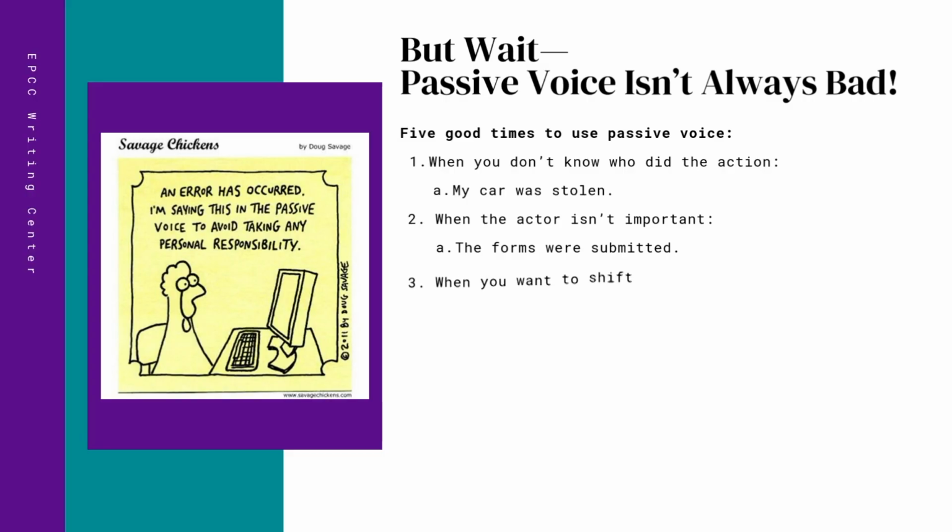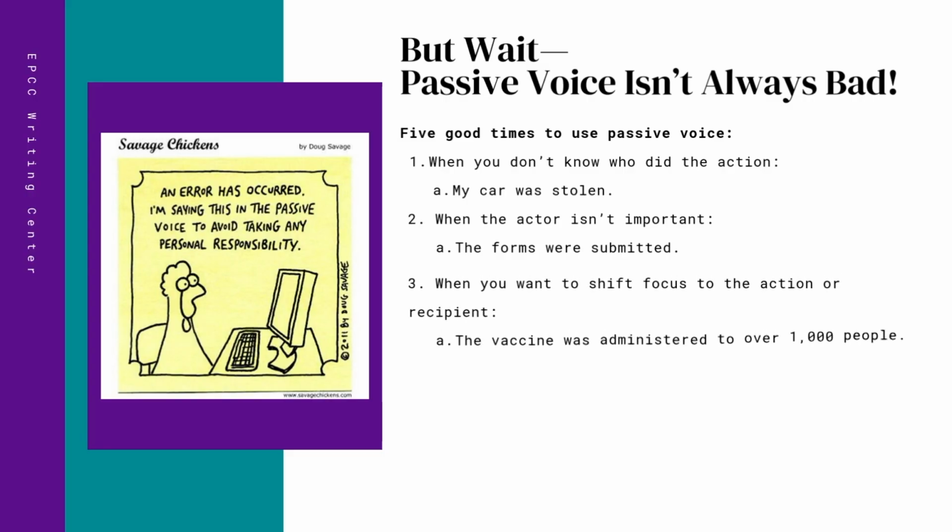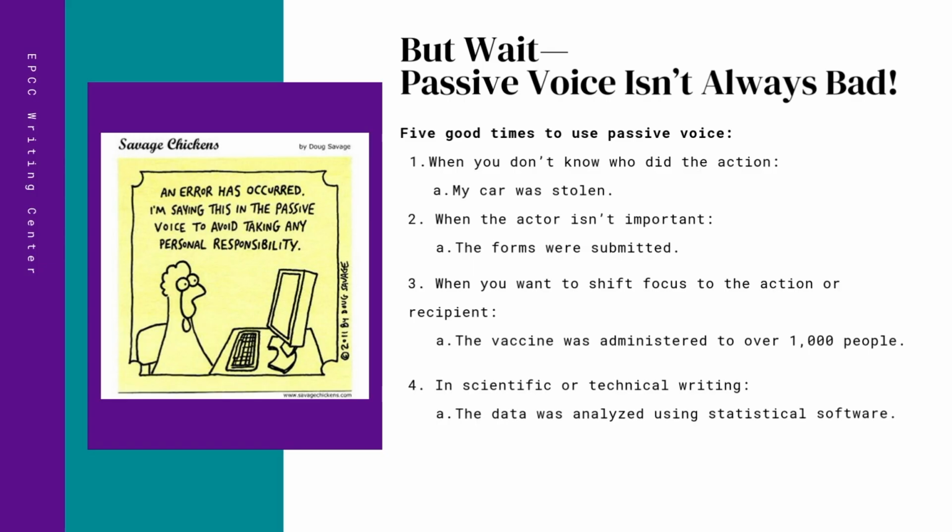Number three, when you want to shift focus to the action or recipient. "The vaccine was administered to over 1,000 people." We're focused on the people who got it, not the nurse. Number four, in scientific or technical writing. "The data was analyzed using statistical software." Because it often emphasizes objectivity and results. Number five, passive voice can also help soften blame. "Mistakes were made." Not saying who made them, which can be socially useful.